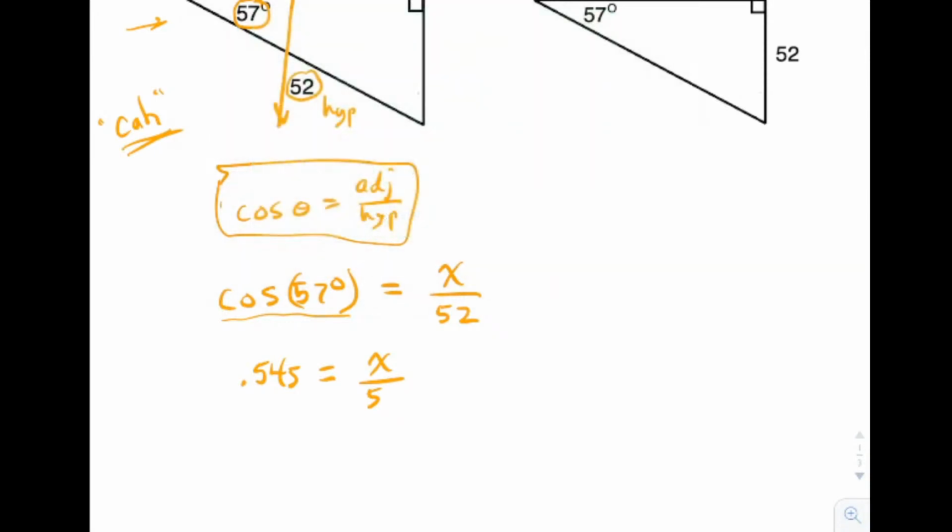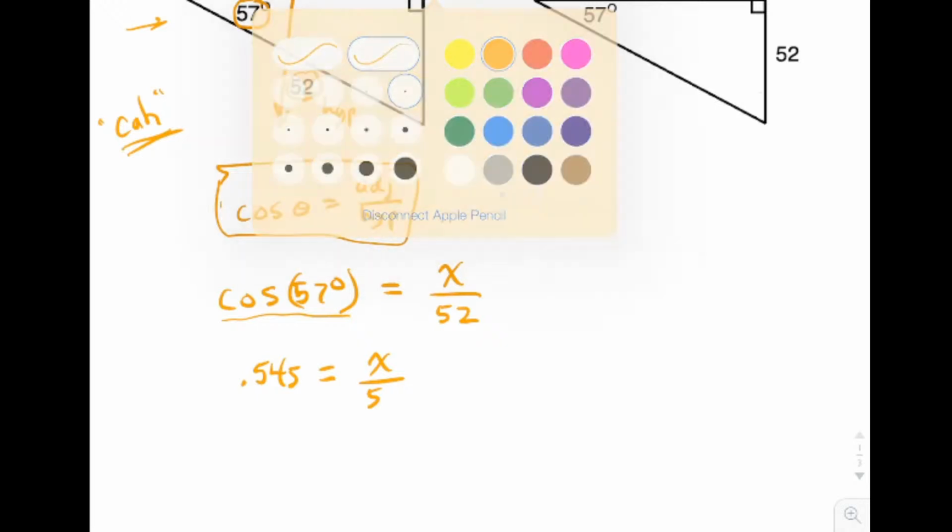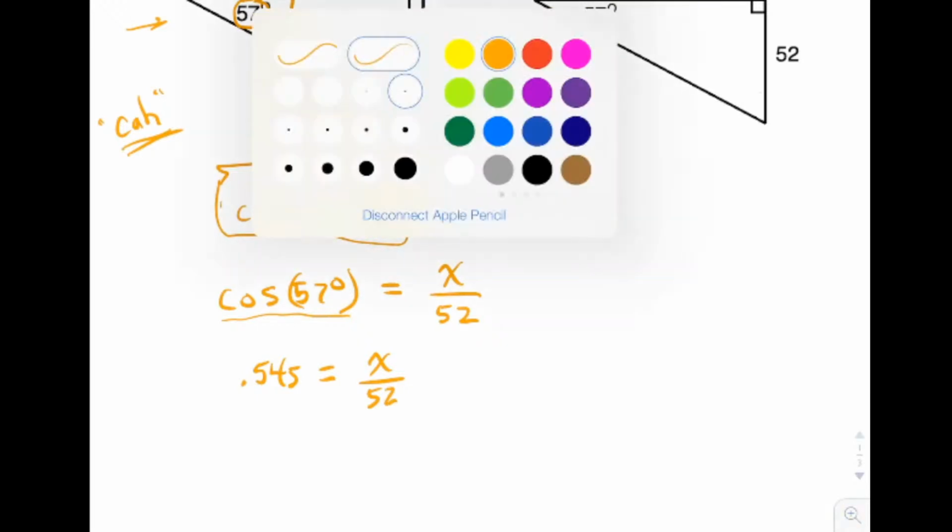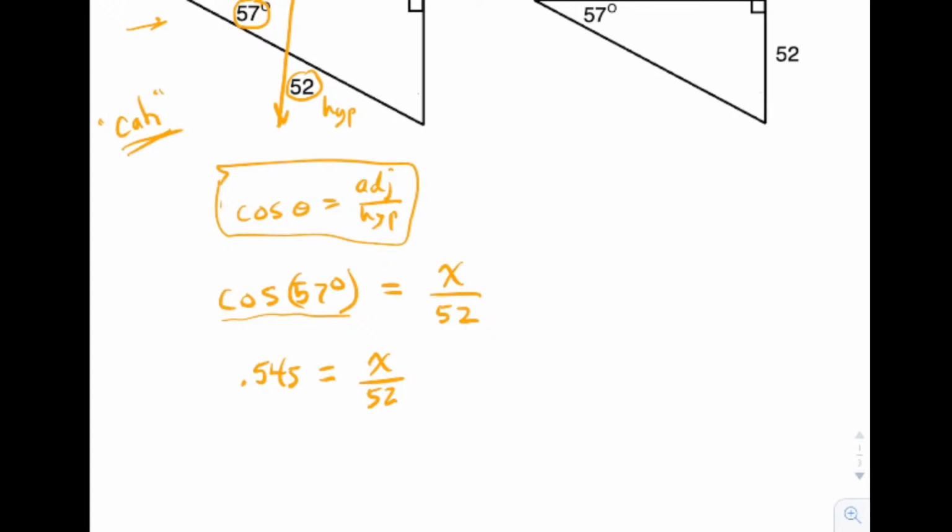You can say, well, what I'd like to do is multiply both sides by 52, because this says divide by 52. This is the opposite, which is multiplying by 52. If you multiply both sides by 52, you'll have x is equal to 0.545 times 52 is equal to something. 0.545 times 52 equals just about 28.34.